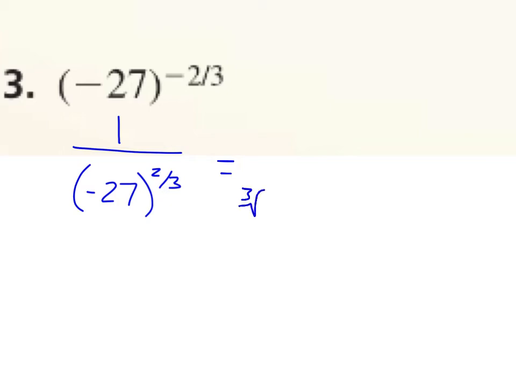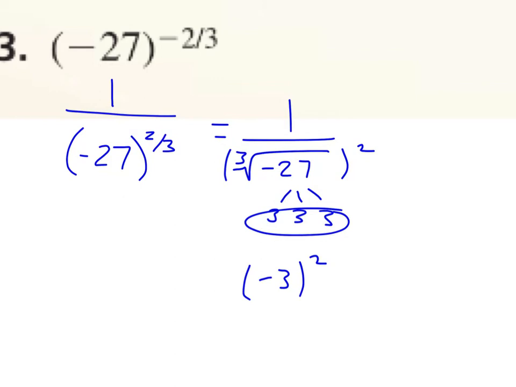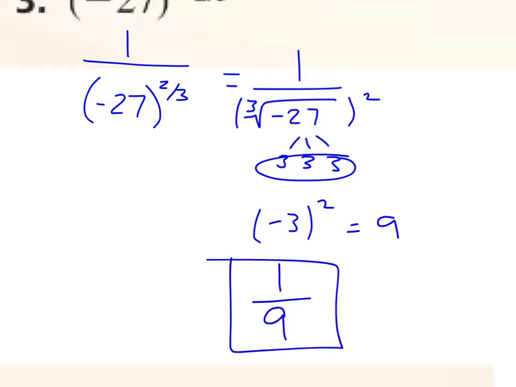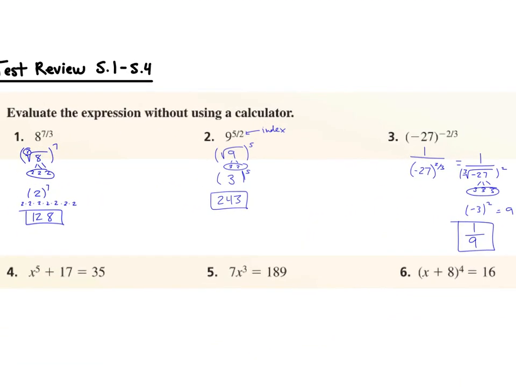So the cubed root of negative 27 squared. Perfect. So the cubed root of negative 27 is negative 3, and then that's negative 3 squared, which is 9. So our final answer is 1/9. Awesome. Good job. Any questions on the first section, 1 through 3? All right, let's look at 4.